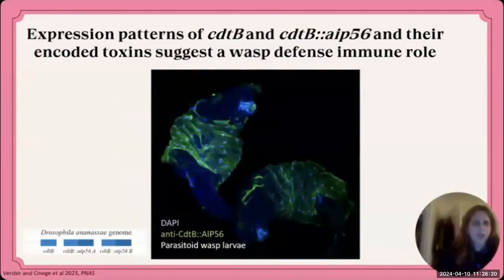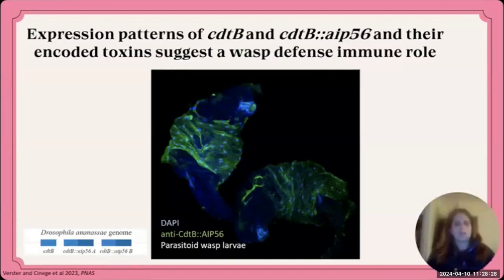I want to show this really beautiful image that they generated of parasitoid wasp larvae that hatched from an egg laid inside Drosophila ananassae. The stuff that is green in this image is actually the CDTB AIP56 fusion protein. And these wasp larvae are dead. It seems as though the protein is enveloping them in a kind of toxic hug that may have contributed to their death.